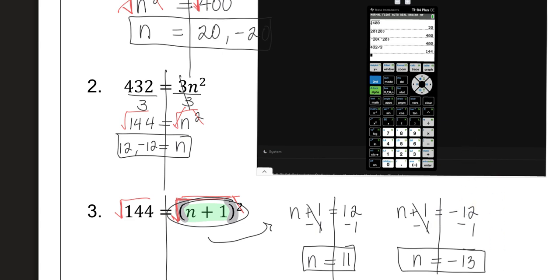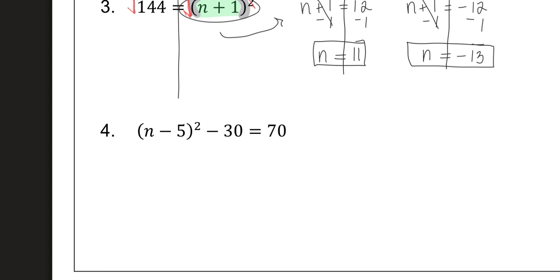And that's exactly what I'm going to do for number 4. So we want to look at what is being squared. N minus 5 is what's being squared, okay? That means that's what I need to isolate. So I'm going to draw that line down the equal sign. First, I need to get rid of this 30, then we can square root to get rid of the square. So first we can add 30, that will cancel there. Add 30 on the right side, so now I have n minus 5 squared equals 100.